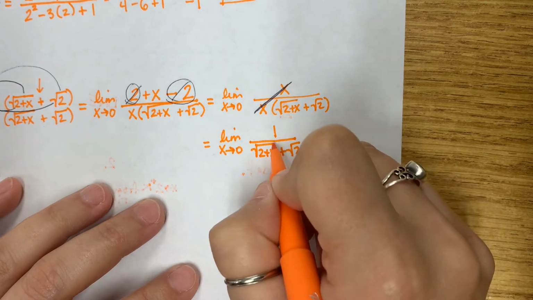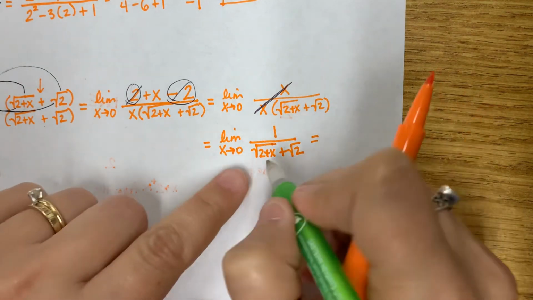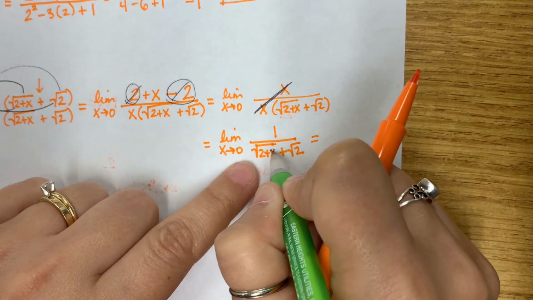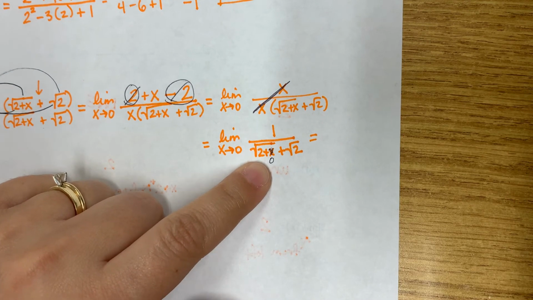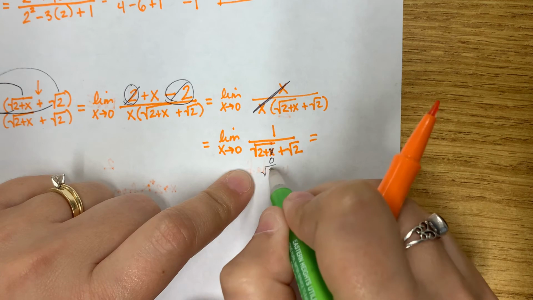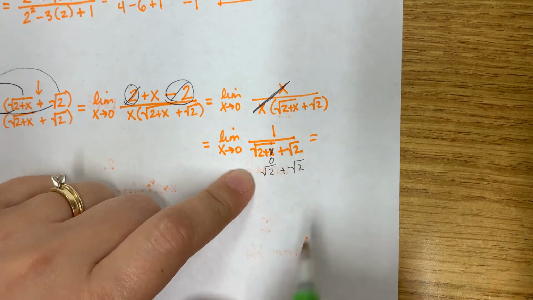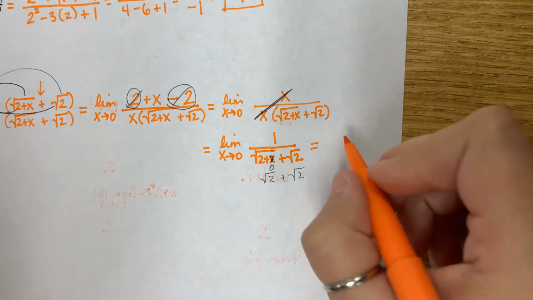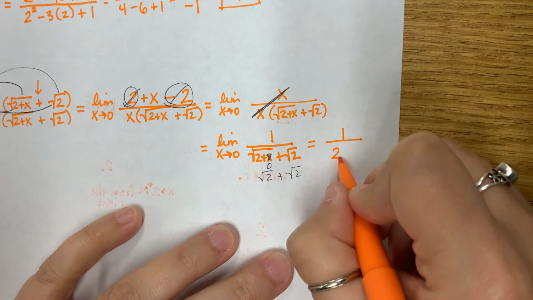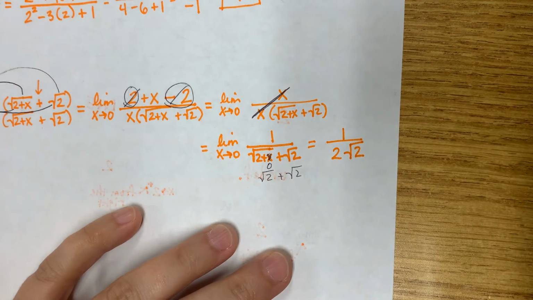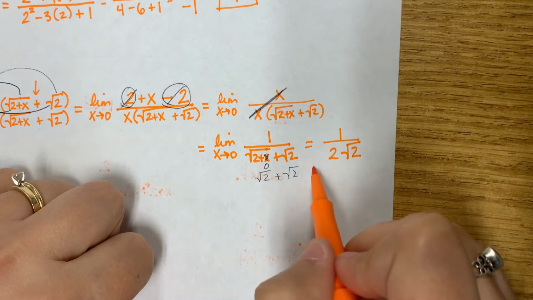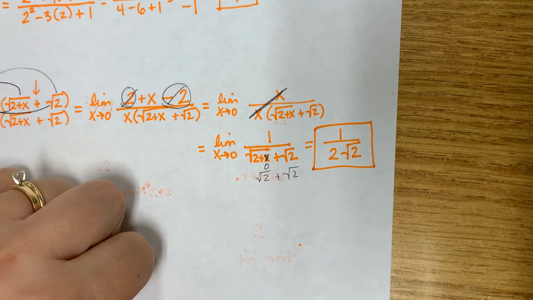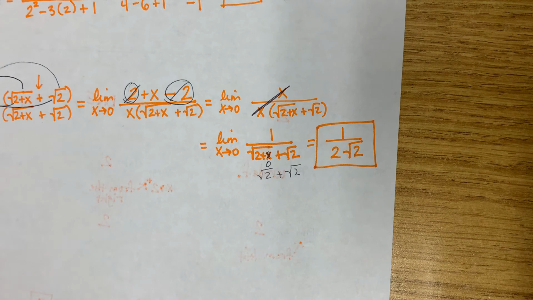Okay, so now if I plug 0 in right here, the square root of 2 plus 0 is just the square root of 2. So I end up with the square root of 2 plus the square root of 2. Well, that's 2 of those square roots of 2. The numerator stayed 1. That one was pretty messy.